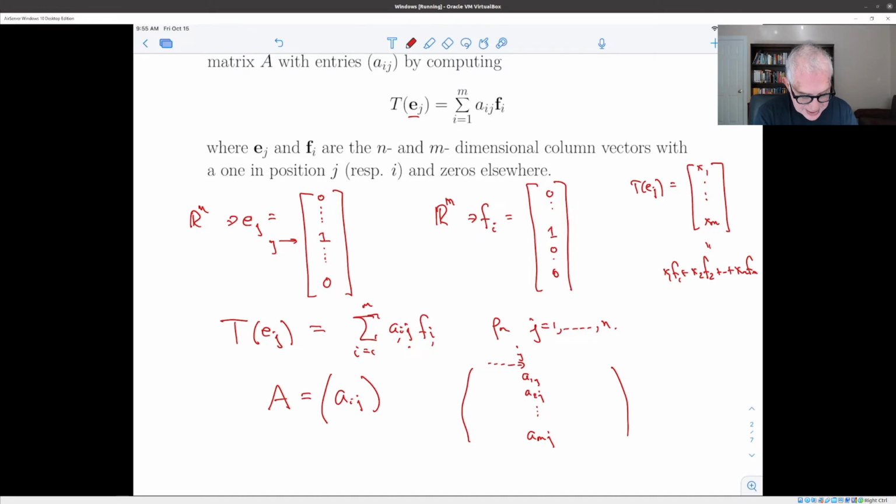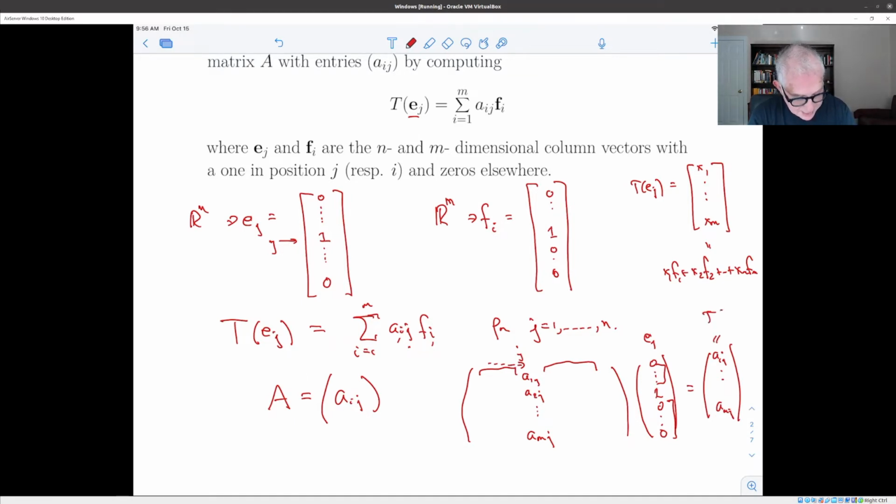And when you multiply that times Ej, which remember just has a 1 in position j, then in this matrix multiplication, these zeros here mean that none of these columns do anything. They all get hit by 0. And similarly, all of these columns get hit by 0. And the only column that matters is the jth column. And as a result, you get the answer a1j down to amj, which is what we were supposed to get. This is T of Ej.